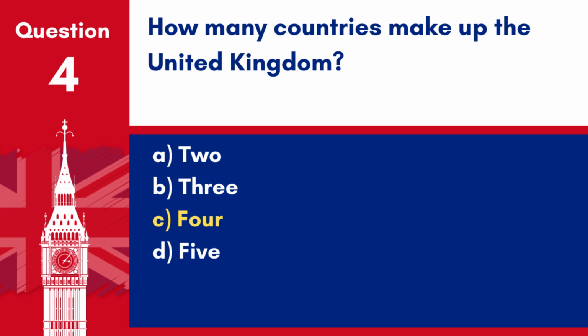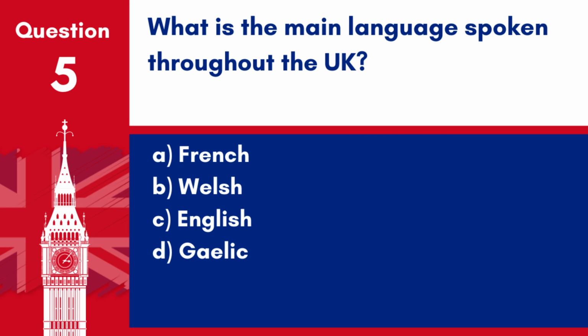Answer: C. 4. The United Kingdom is made up of 4 countries: England, Scotland, Wales, and Northern Ireland. Question 5. What is the main language spoken throughout the UK? A. French. B. Welsh. C. English. D. Gaelic.